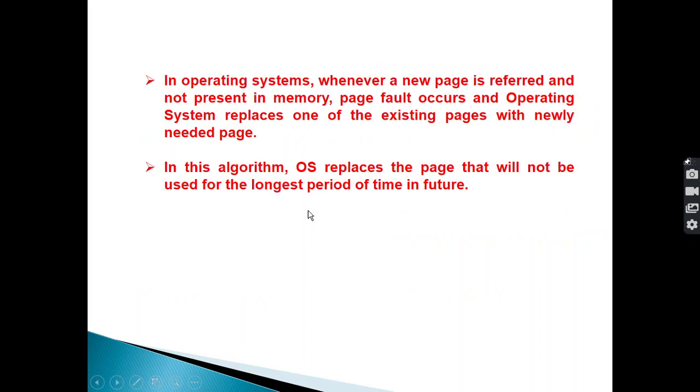Before going into the concept and example, let's see what will happen here. In general, when a new page is referred to and is not present in the memory, a page fault occurs, and the operating system replaces one of the existing pages with the newly needed page. In this algorithm, the OS replaces the page that will not be used for the longest period of time in the future. That's the concept here. Let's cover the example now.